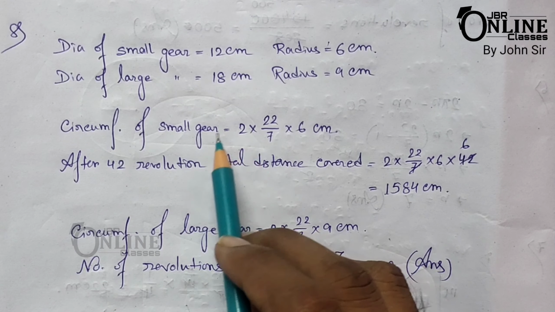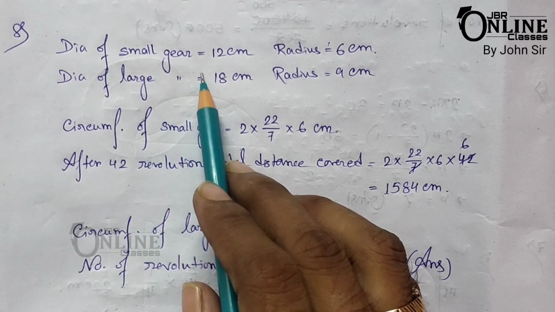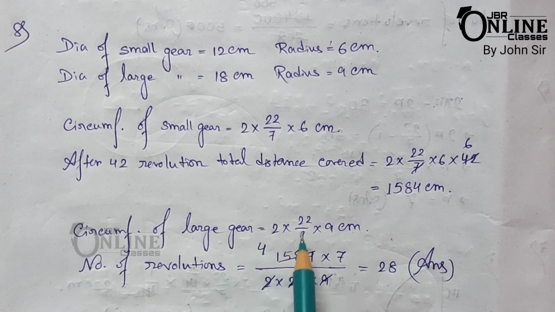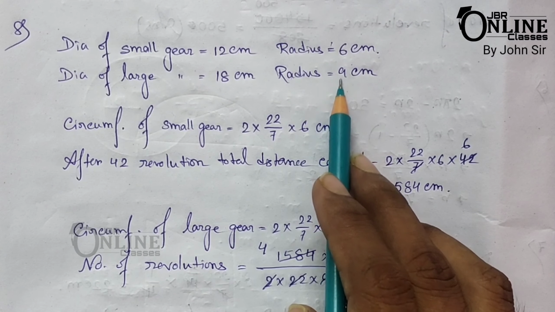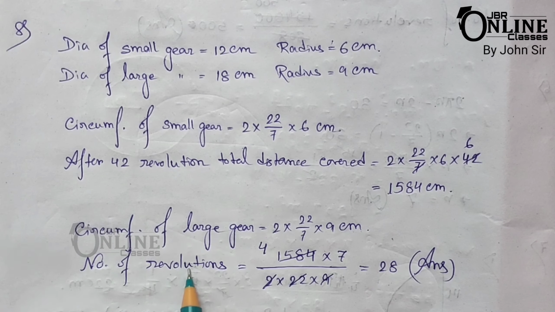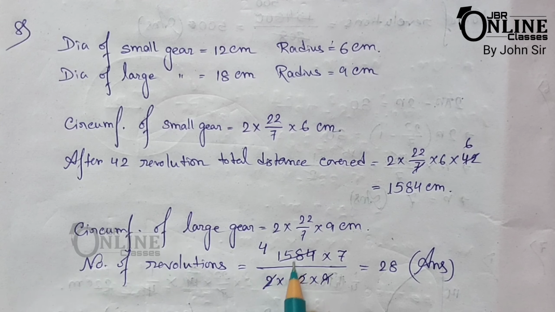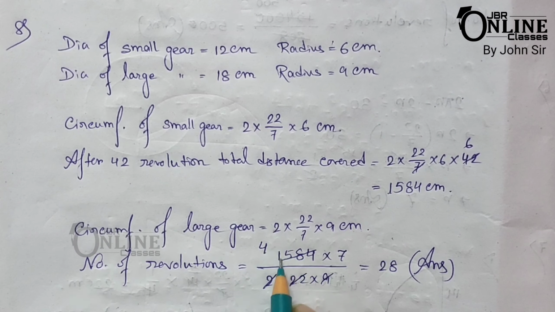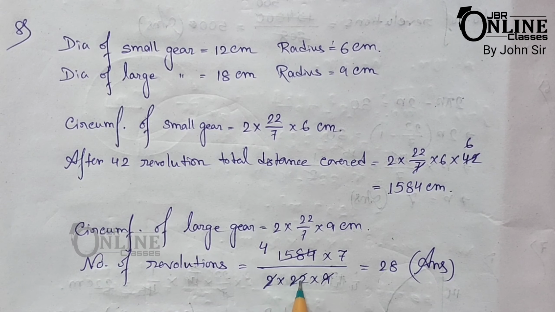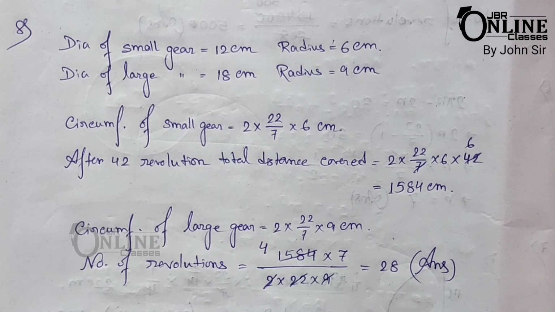Now next thing you have to find out the circumference of the large gear. So here the circumference of the large gear is equal to 2 pi r, as here r is 9 cm. So the number of revolutions is the total distance divided by the circumference. So 1584 divided by 2 into 22 by 7, and into 9, and that is equal to 28.